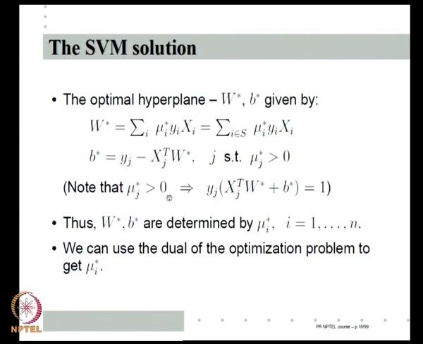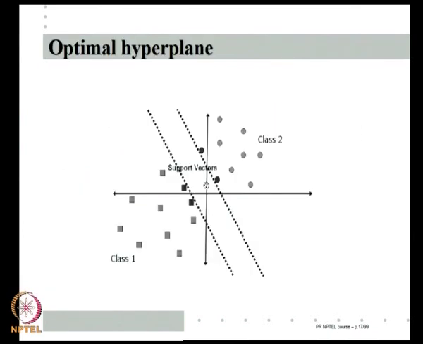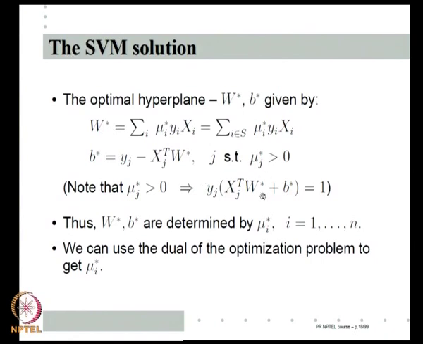Whenever mu j star is greater than 0, I know y j into x j transpose W star plus b star is equal to 1, right, because my complementary slackness tells me that whenever the Lagrange multiplier is greater than 0, this is equal to 1. And if we multiply both sides by y j, remember y j square is equal to 1 because y j is plus 1 or minus 1. So, that gives me b star is y j minus x j transpose W star.